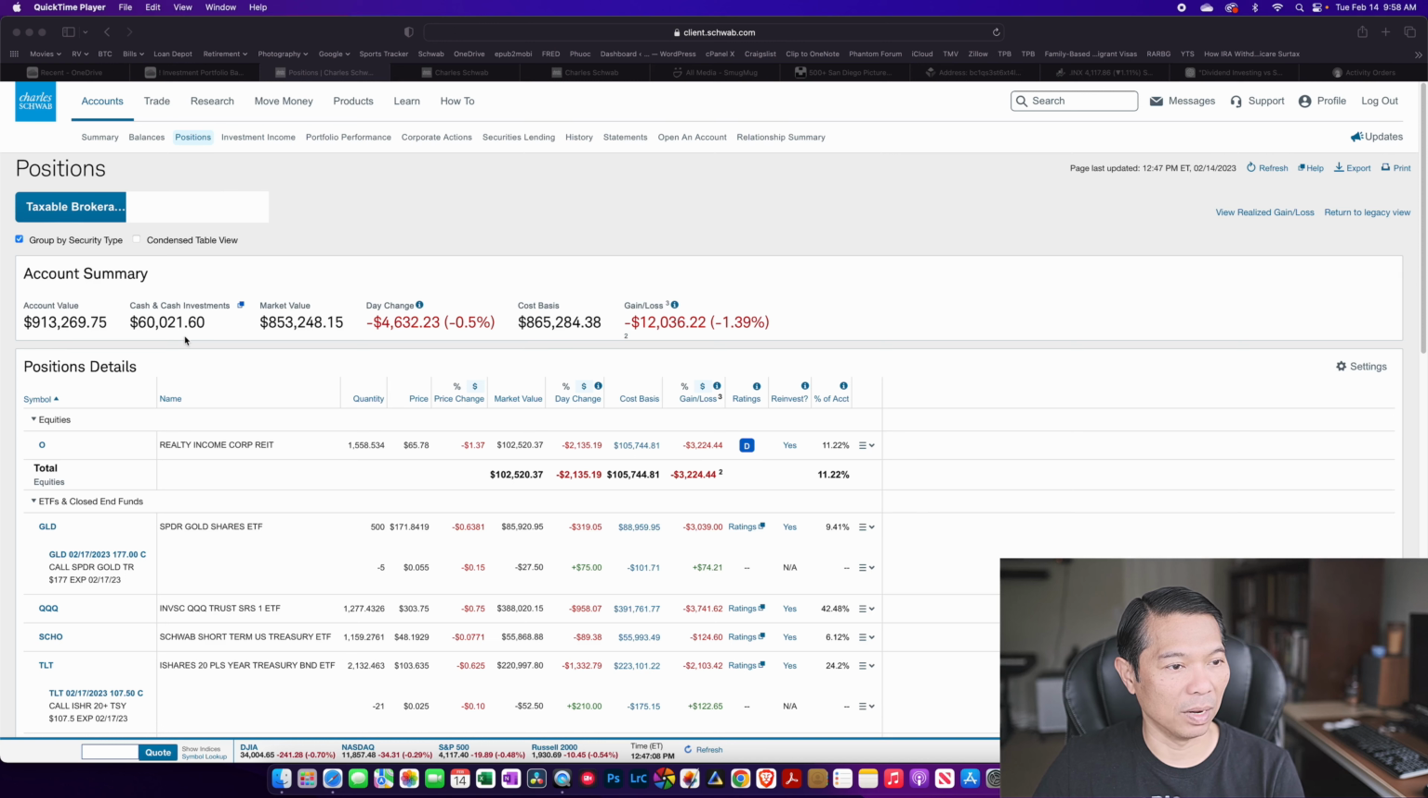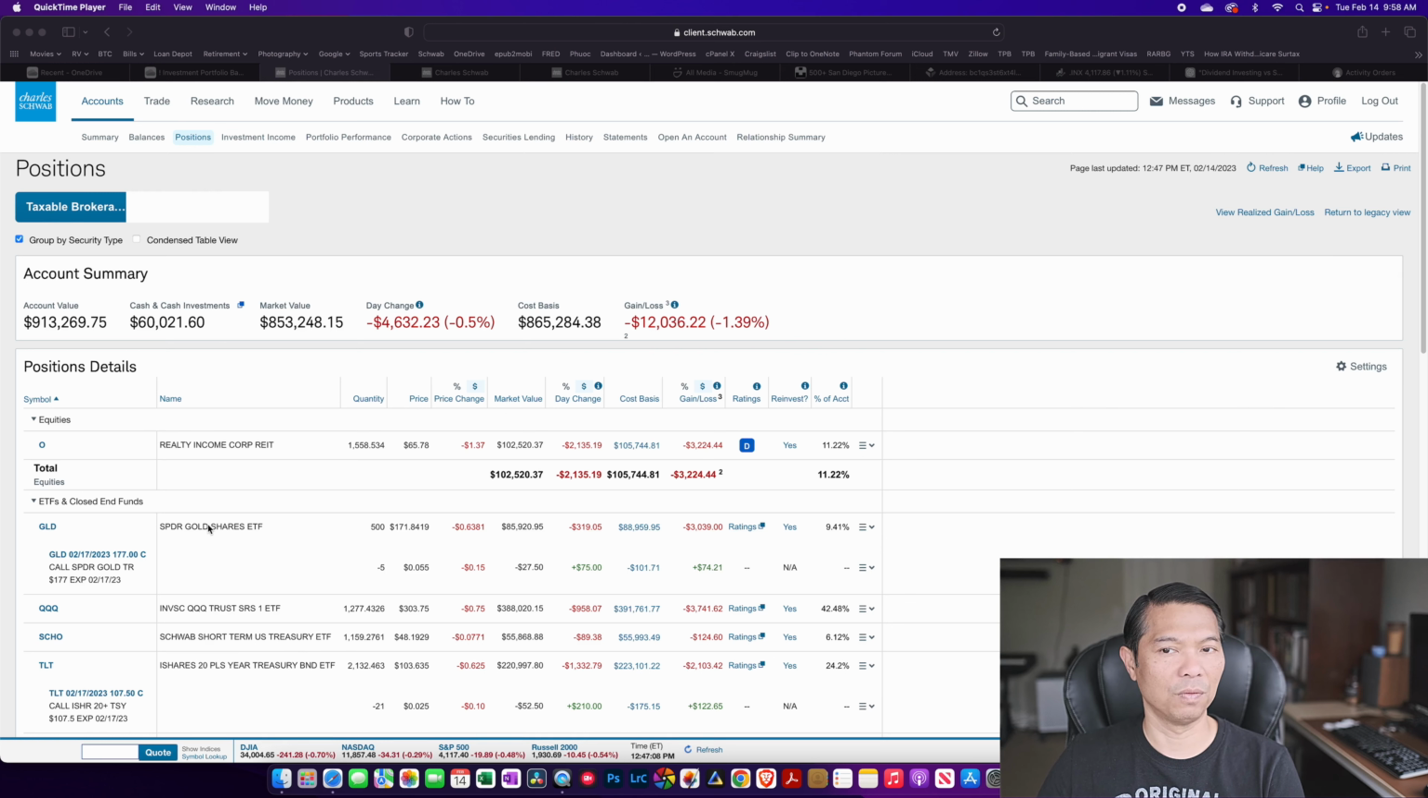As usual, I have about $60,000 in cash that I generated by selling my short-term treasury ETF, SCHO. And I'm going to use that to buy into the portfolio to bring my allocation to where it should be.